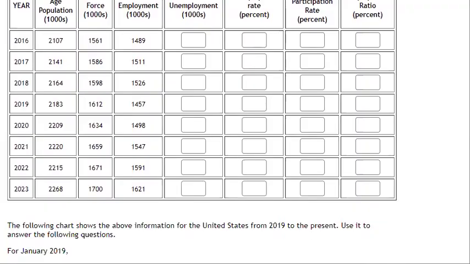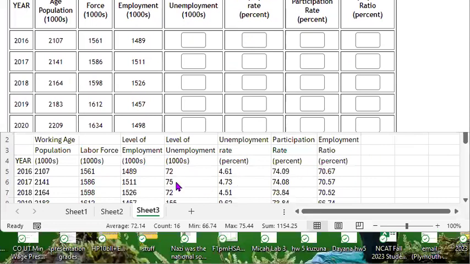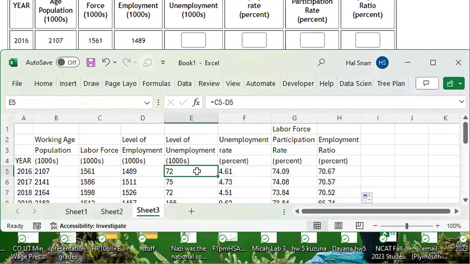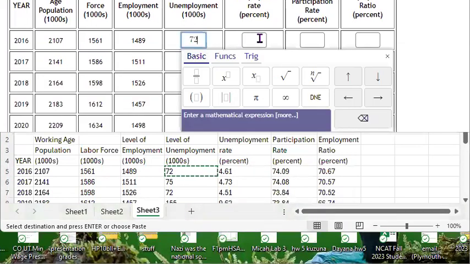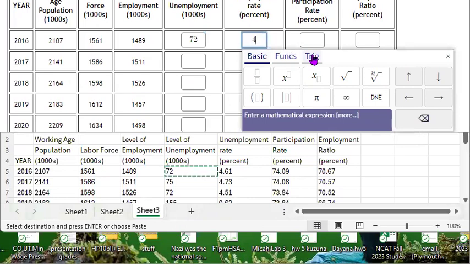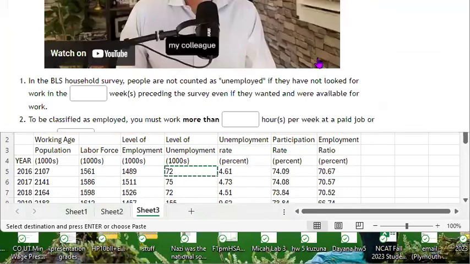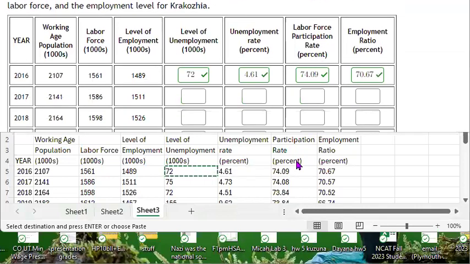Now I'm going to copy and paste these values in this table right here, right? So let's just try the first row. The unemployment level in thousands is 72. The unemployment rate is 4.61. The labor force participation rate is 74.09. And the employment ratio is 70.67. And we got them correct. So we'll go ahead and fill in the rest of them.